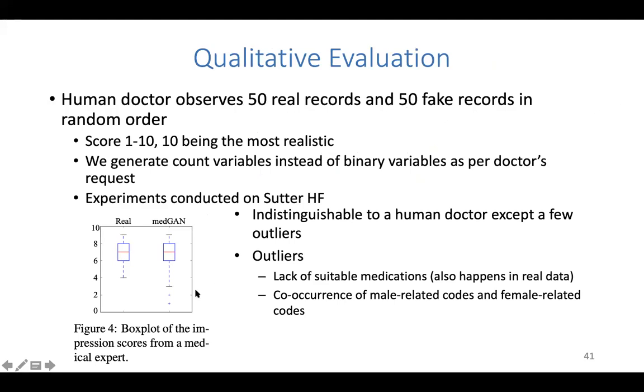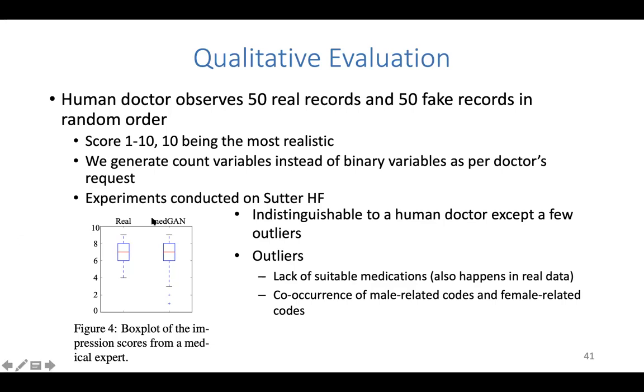So this is a qualitative evaluation. What we did is, for qualitative evaluation, we randomly sampled 50 real records, and we generated 50 fake records randomly, and then we provided them to a real doctor, a real physician, a human doctor, in a random order. And then we asked the human doctor to score a given sample with a score between 1 and 10, so 1 being so fake and 10 being real, most realistic.